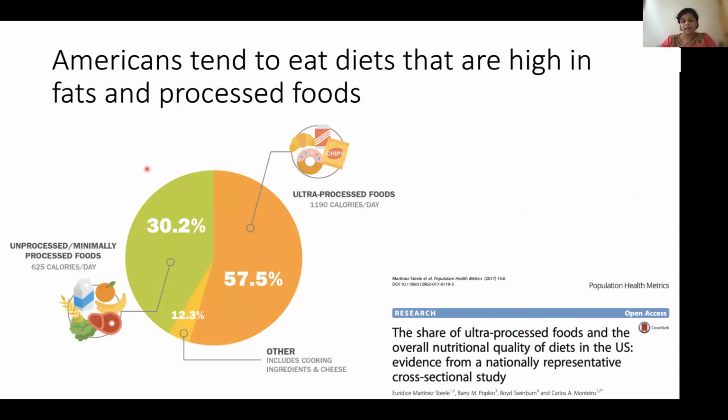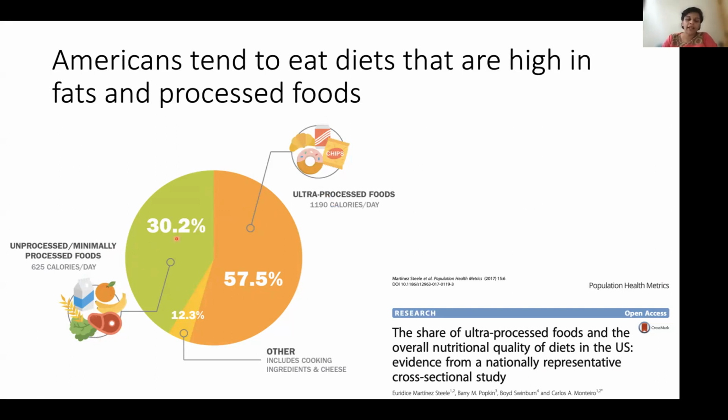And I like this study that shows that Americans tend to eat diets that are high in fats and in processed foods. This was a study of a nationally representative cross-sectional cohort of patients in the US. When they asked these patients where they get their calories from, they said that almost 60% of their calories came from ultra-processed foods, and only 30% came from unprocessed or minimally processed foods, such as fruits and vegetables, dairy, and so on. And so, I think that you can make a big dent in the quality of your diet by reducing those ultra-processed foods that are readily available everywhere, and trying to increase the minimally processed foods that are really nutritious.